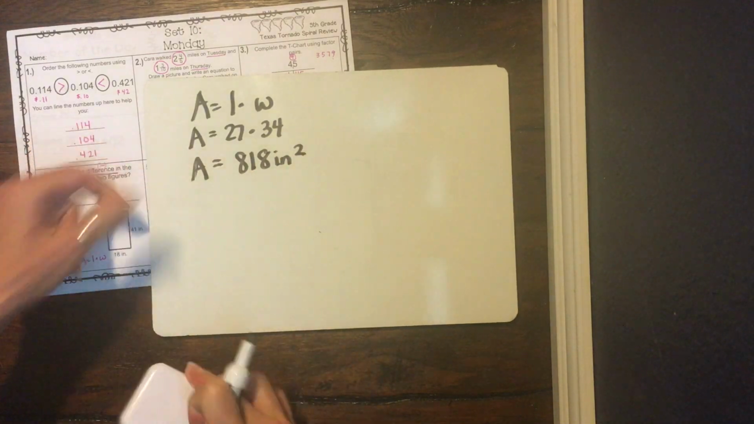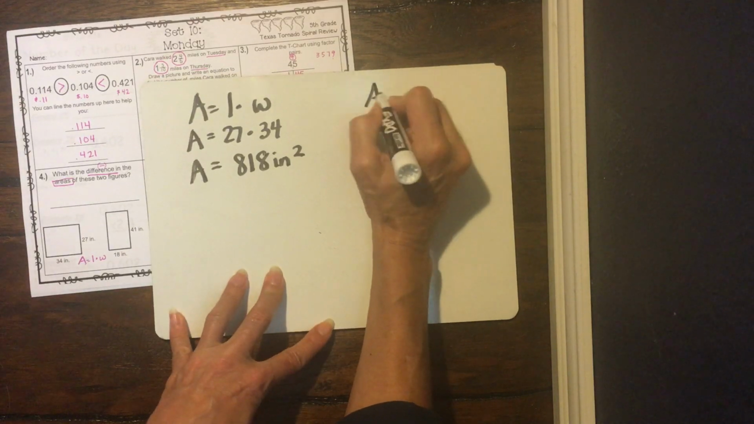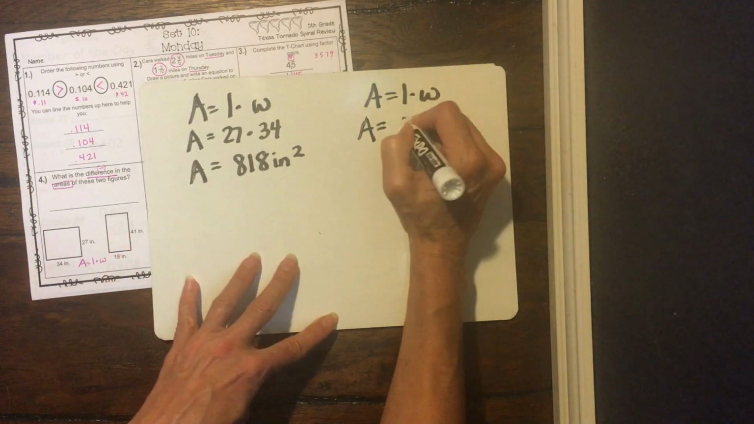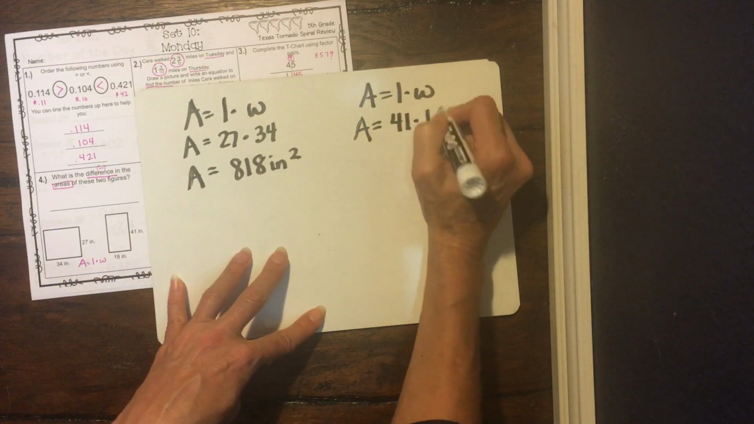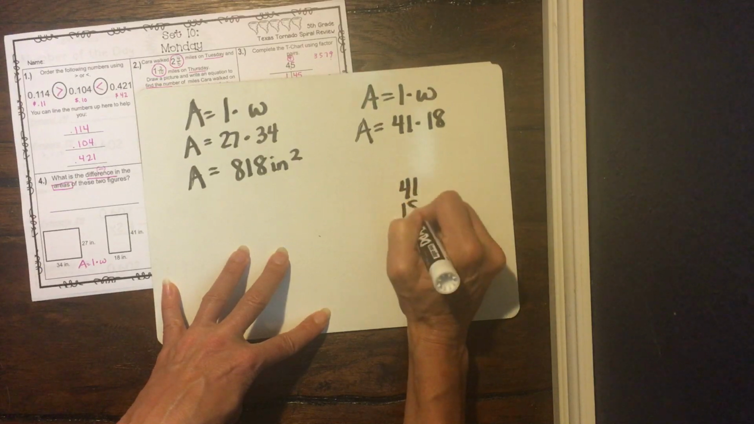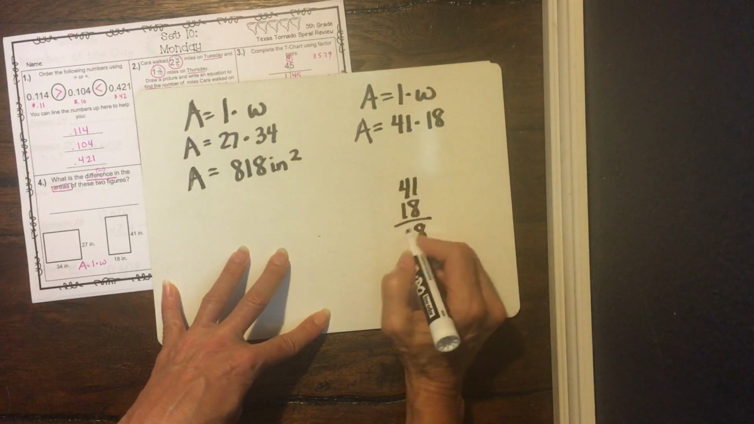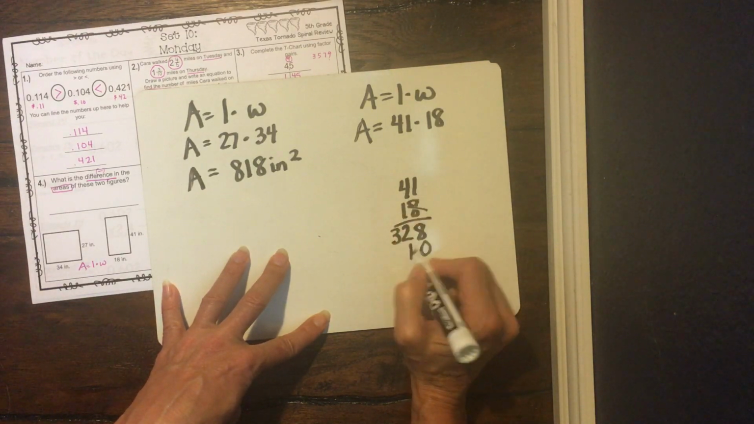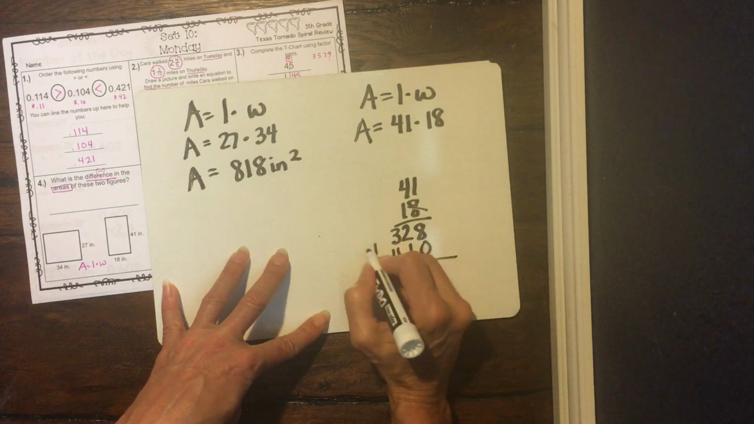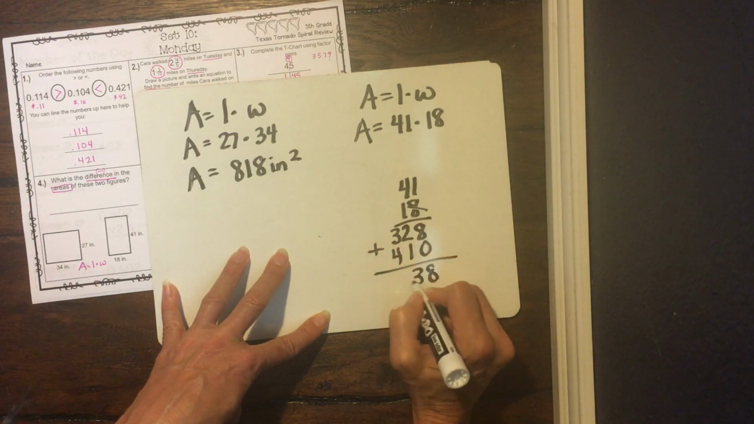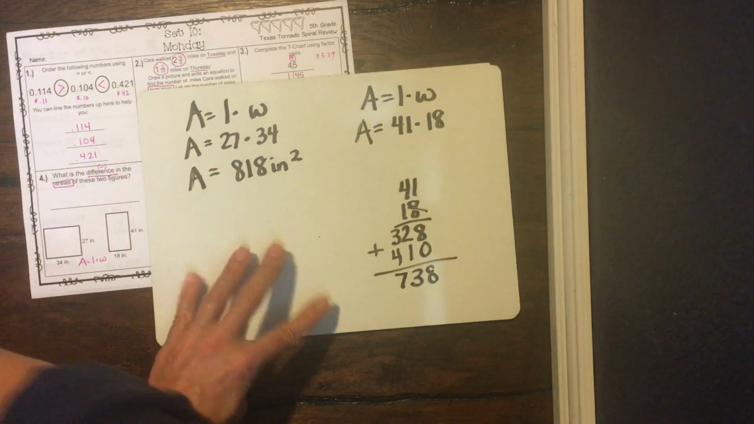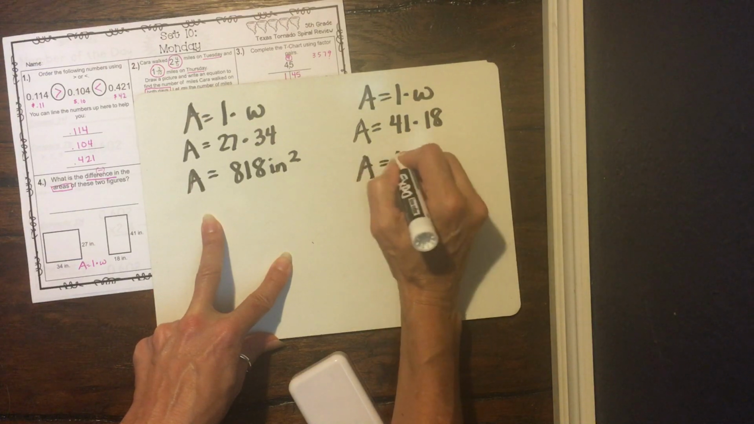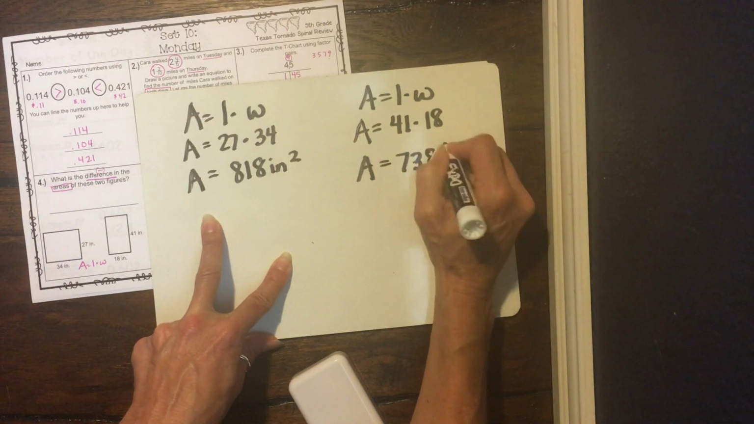Then we have the area for our second one. So area is still length times width. So this time we have 41 times 18. So 41 times 18, 8 times 1 is 8, 8 times 4 is 32. Cross out our 8, put our 0 placeholder. 1 times 1 is 1, 1 times 4 is 4. We are adding 8 plus 0 is 8, 2 plus 1 is 3, and 4 plus 3 is 7. So 738. So area equals 738 inches squared.